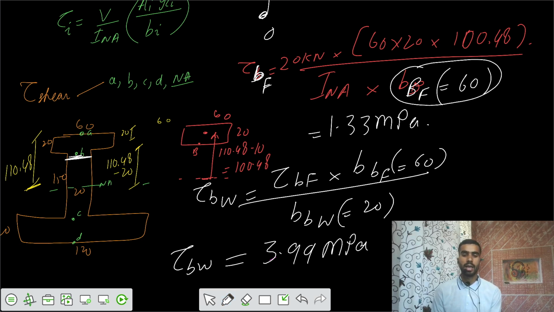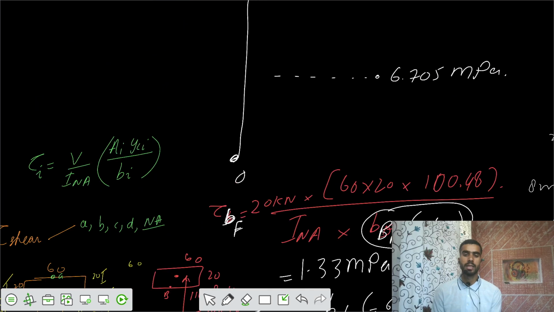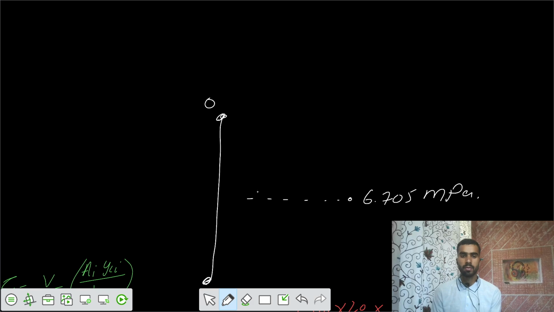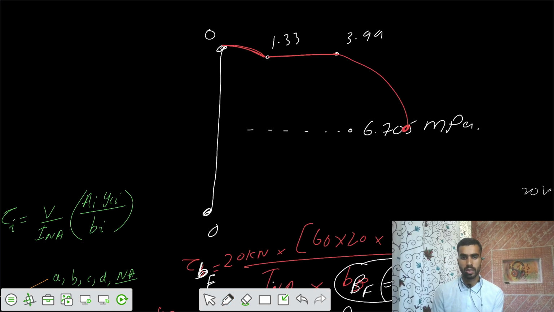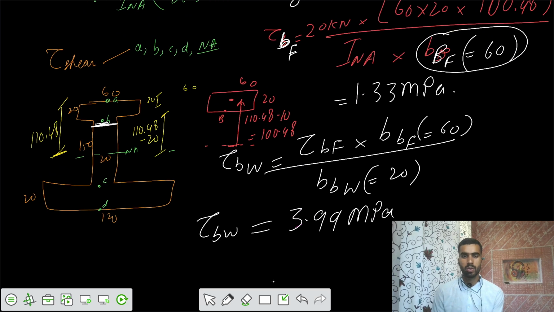So I can show those two values, 1.33 and 3.99. You had point B somewhere here, with a value of 1.33. Then you had a sudden rise to a value of 3.99. Then there is a parabolic variation, but after that this is straight. So then we can join this point also. So this is 6.705.